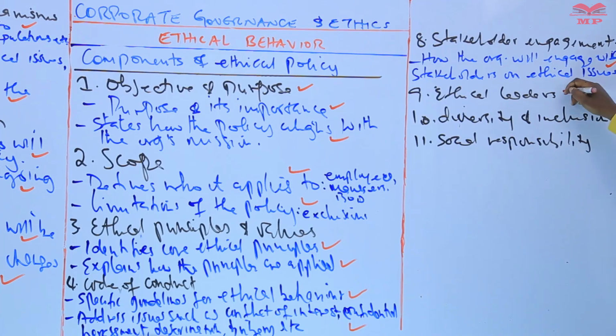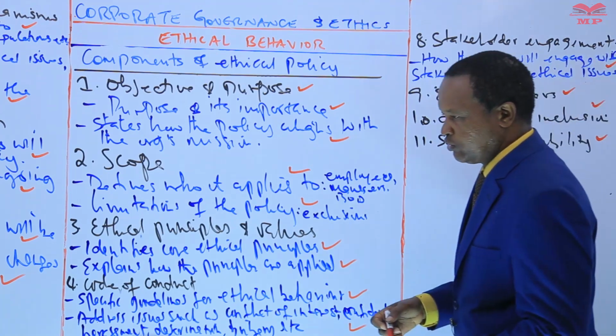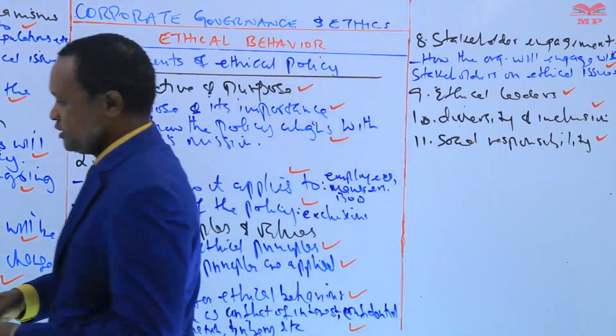There is a section on ethical leadership. We've said that ethical leadership emphasizes the role of leadership in setting an ethical tone for the organization. There is a section on diversity and inclusion, which addresses the organization's commitment to diversity and inclusion in the workplace. There is the aspect of social responsibility, which outlines the organization's commitment to social and environmental responsibility. So these are 11 components of an ethical policy.